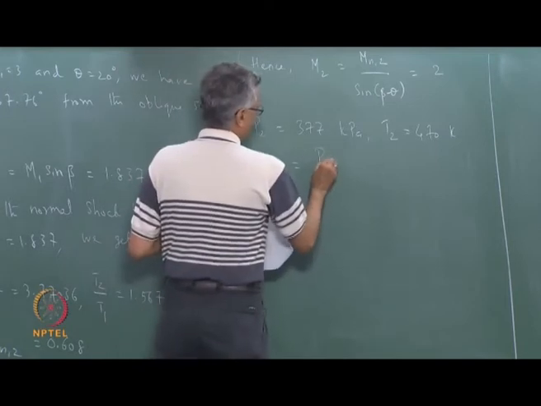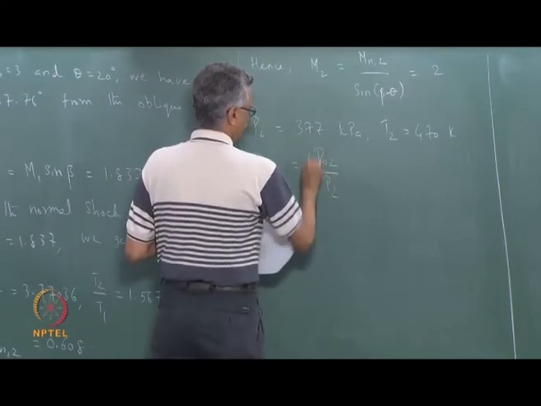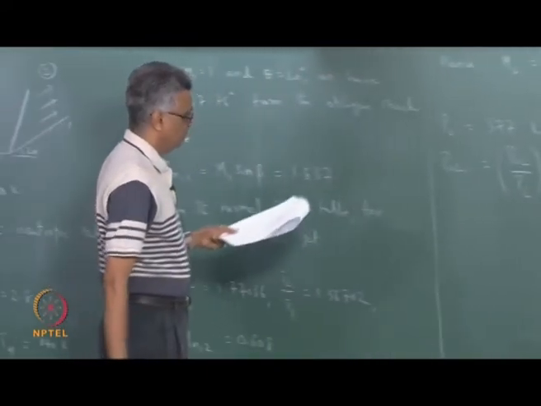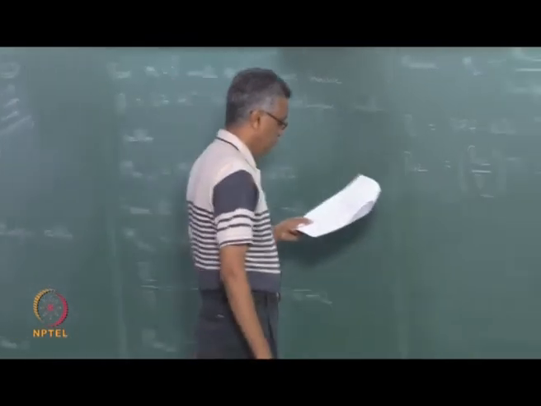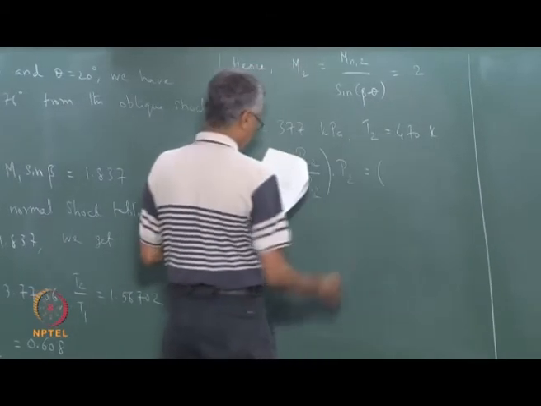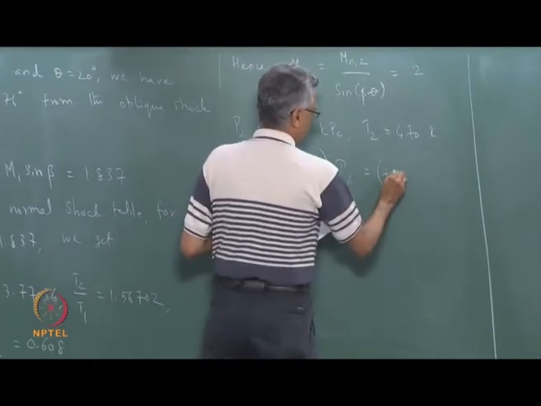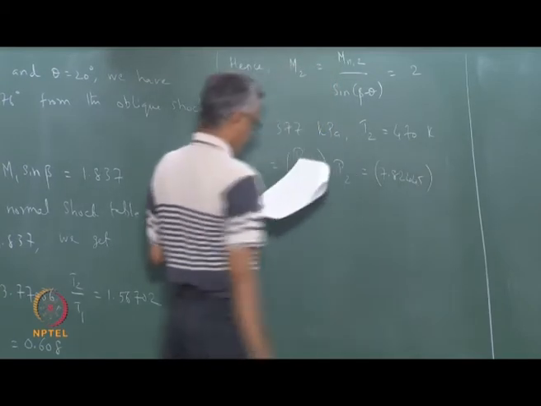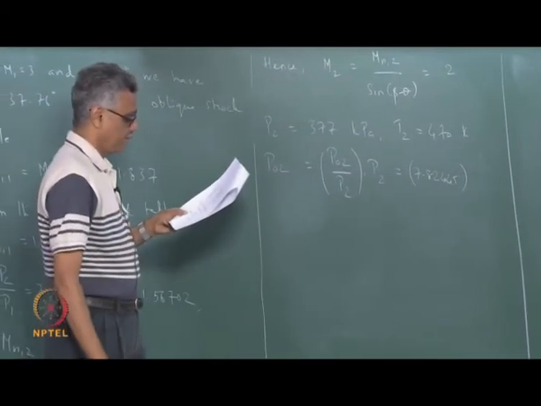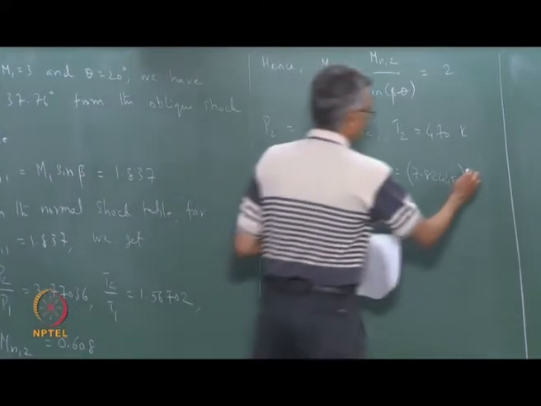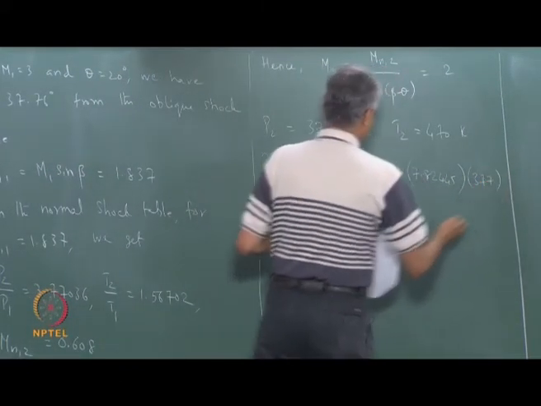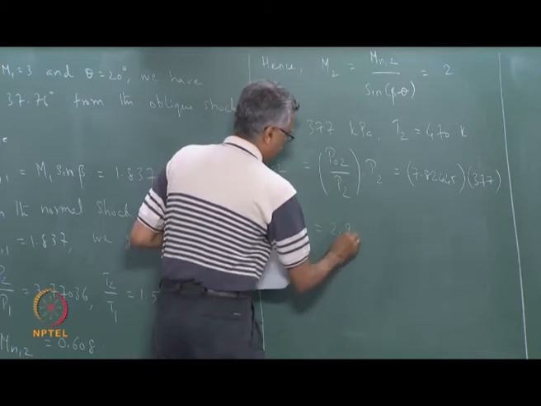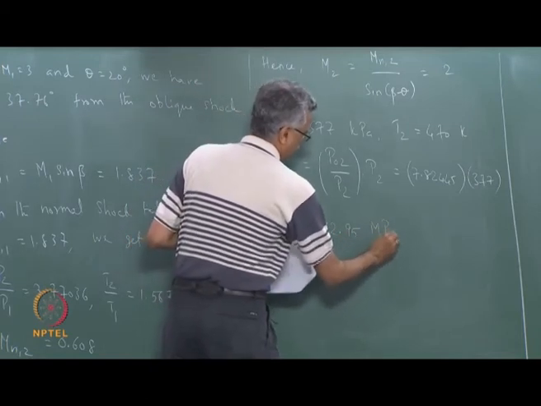is equal to P02 over P2 times P2, and we get P02 over P2 from the isentropic table. So, for M2 equal to 2, we get this to be 7.82445 times 377. So, P02 comes out to be 2.95 MPa.